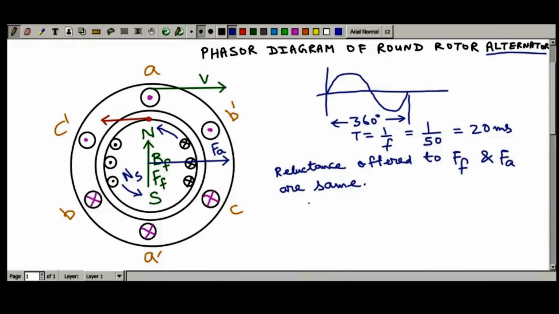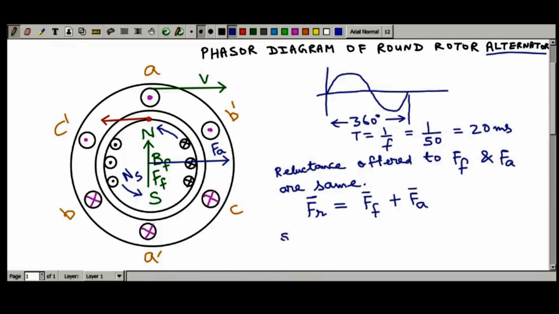Let me write it, and this will be some sort of recap for you. What we have written earlier, that FR, that is the resultant MMF, is going to be given by the phasor sum of field MMF and armature MMF. So this is a phasor sum, so we have to put a bar over this. Now, since FF and FA both are rotating at synchronous speed and in the same direction, the angle between FF and FA is not going to change.